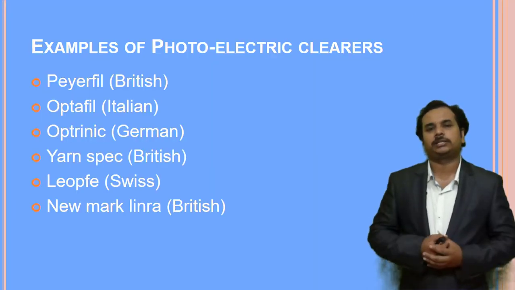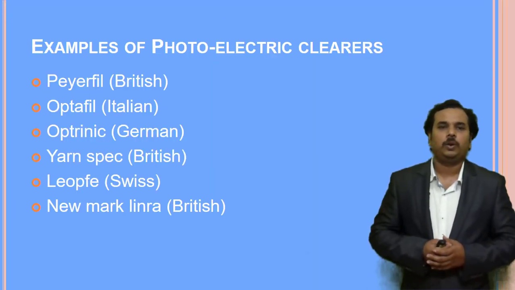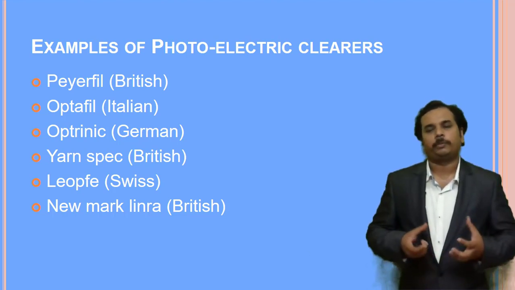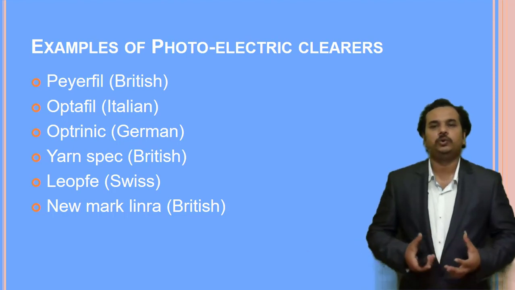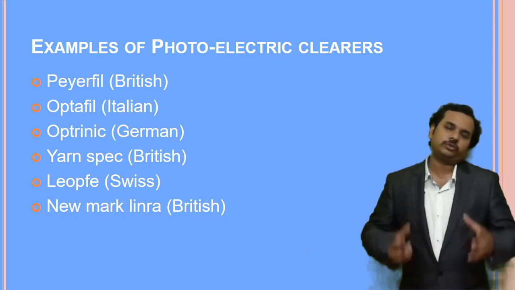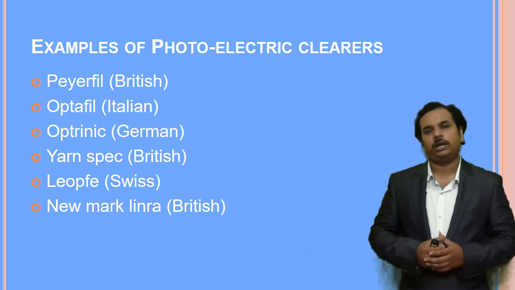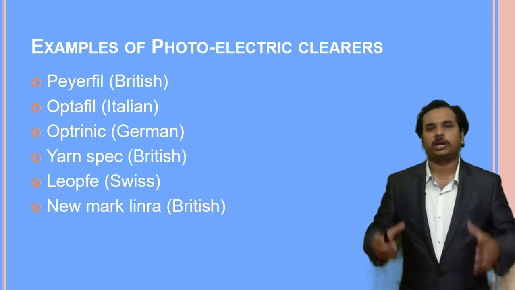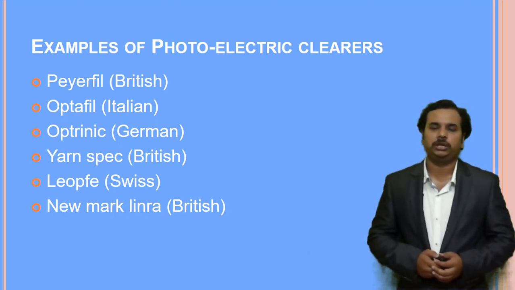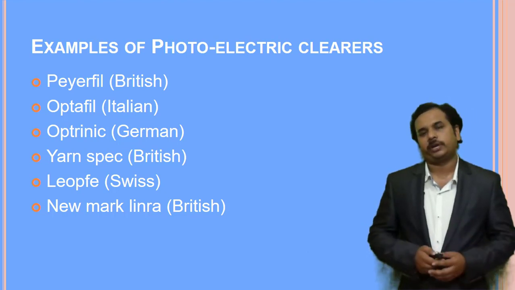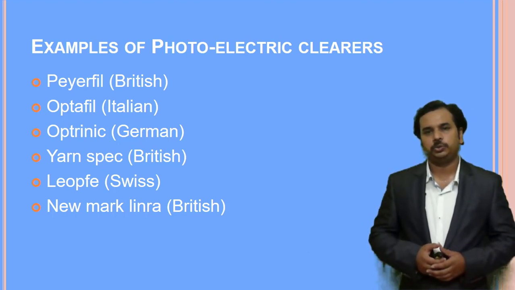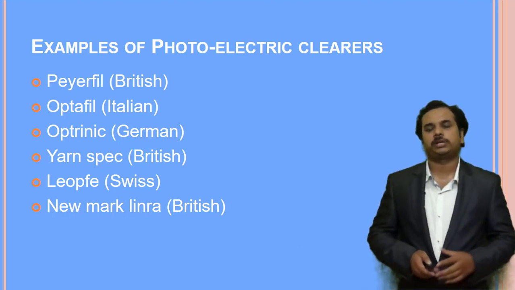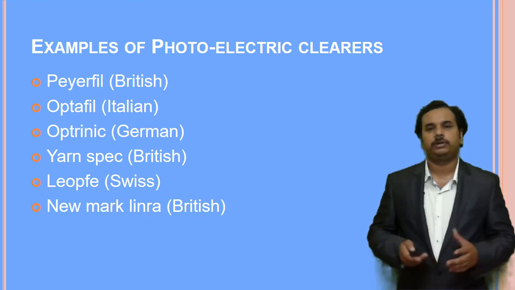Now what are the different examples of photoelectric clearers? One is Pair fill, Optofill, Optronics, Janspec, Lufe. So now there are so many leading companies. Out of these, Janspec and Lufe are some of the manufacturers they are using. Lufe is one of the clearers they are going to use in the winding machine. So these are a few examples of photoelectric type of clearers.